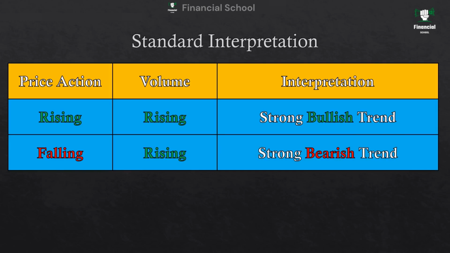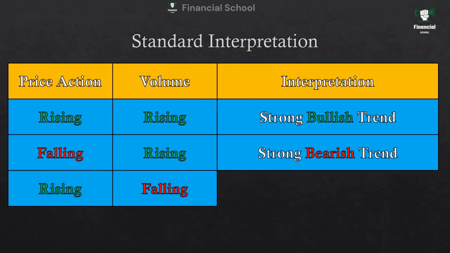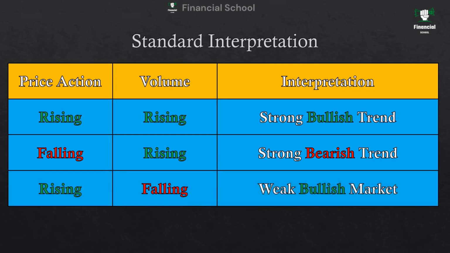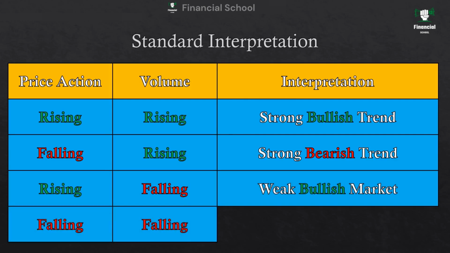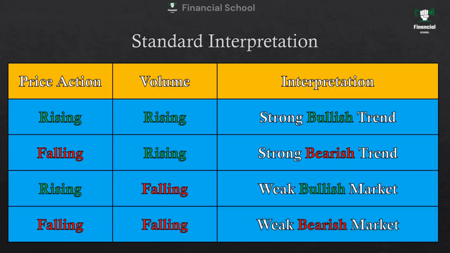When volume is falling and price action is rising, we have a weak bullish market, meaning that volume is not sustaining the current market movement upwards. When volume is falling and price action is falling, we have a weak bearish market, meaning that volume is not sustaining the current market movement downwards.